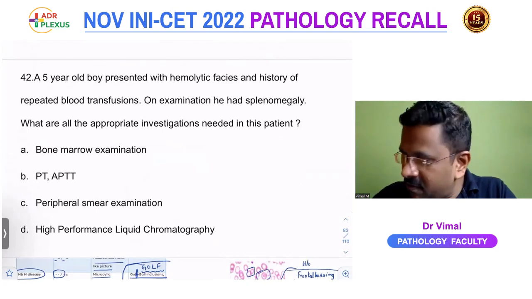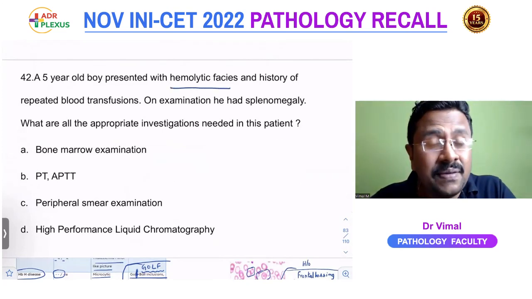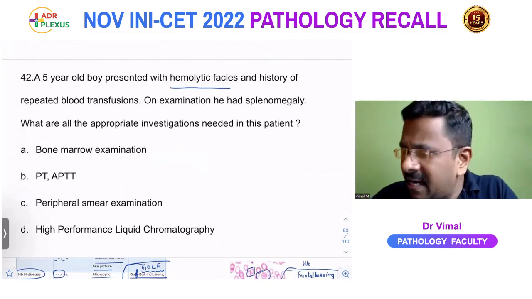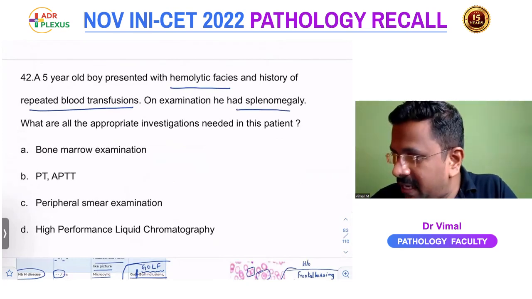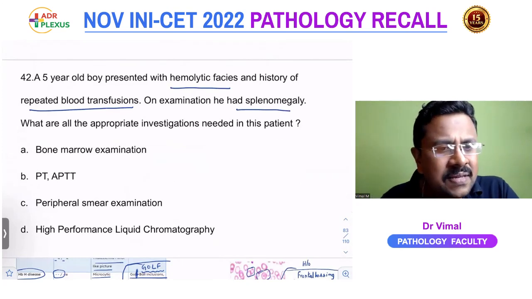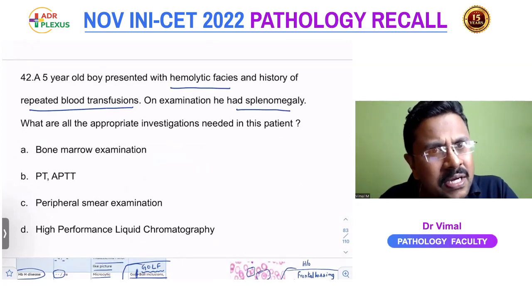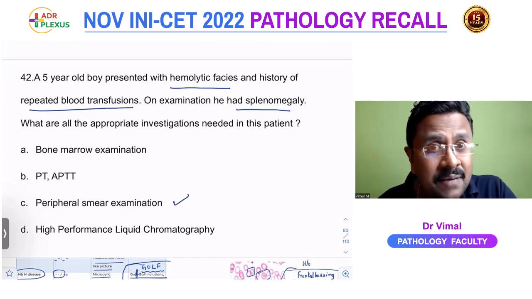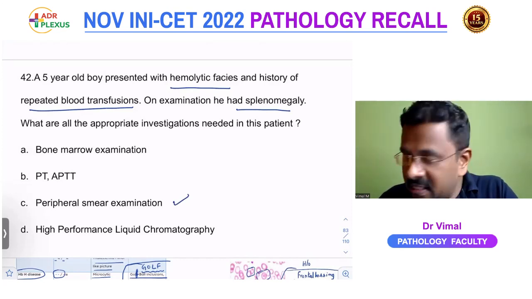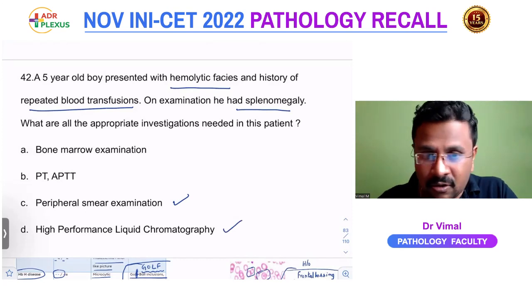With the diagnosis of hemolytic facies, that is the thalassemic facies or mongoloid facies, and a history of repeated blood transfusion, that is thalassemia major. So we are making a diagnosis of thalassemia major, with repeated blood transfusion and splenomegaly. In cases of thalassemia major, mainly you can do the peripheral smear examination to see microcytic hypochromic anemia, and also high performance liquid chromatography.